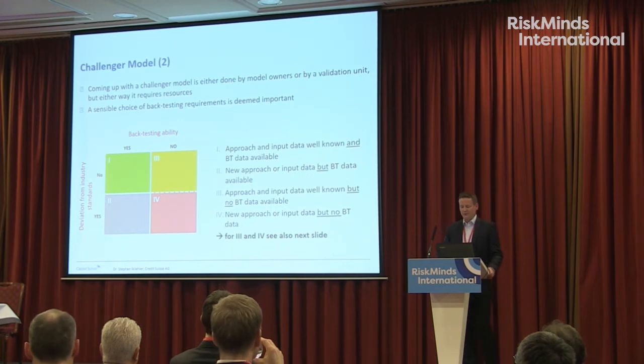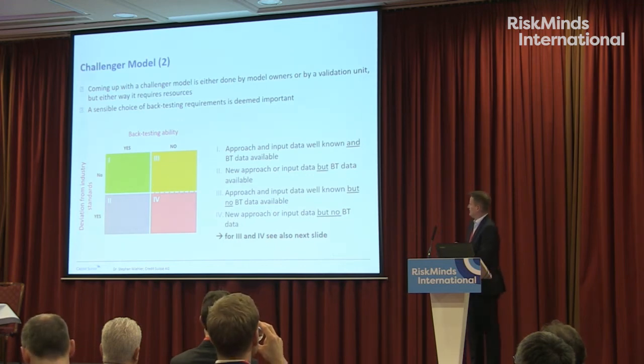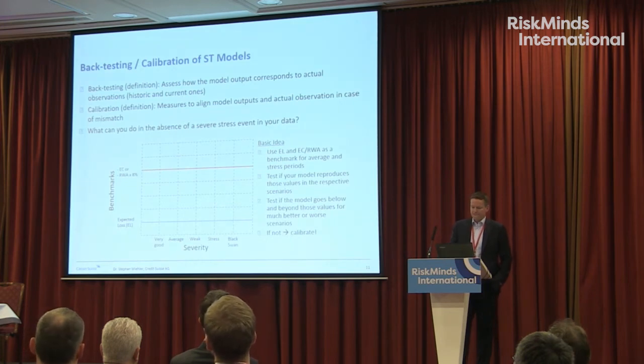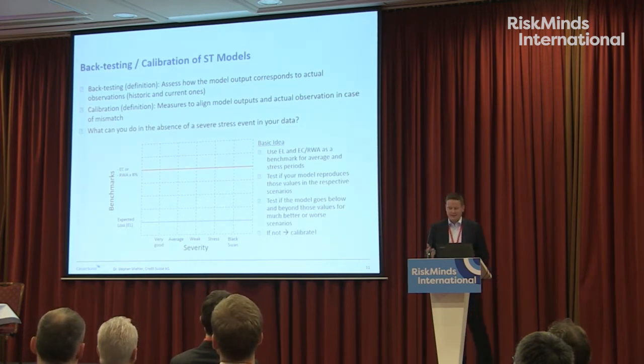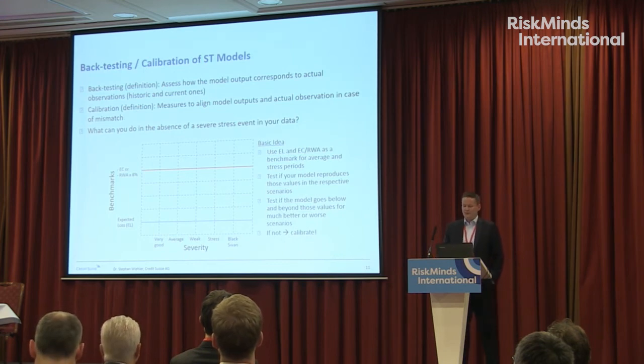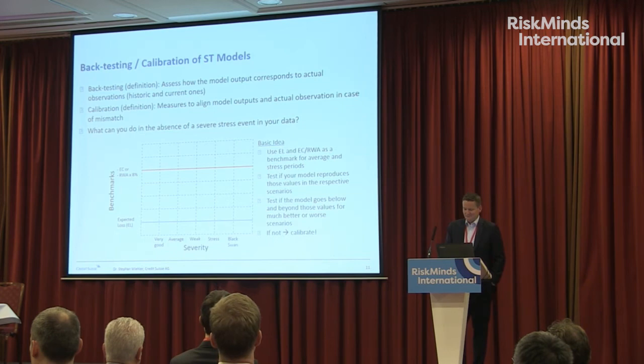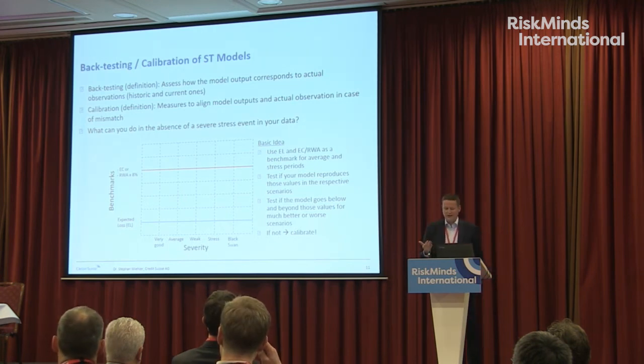And especially for this red square down there, where you have no backtesting data and you deviate from industry standards, I want to discuss how a backtesting could look like. And that's just an example if we drill down a bit more. A definition of backtesting, of course there are some out there, but this is mine: assess how the model output corresponds to actual observations, historic and current ones. And calibration is typically defined as: if your measures don't align to what you observe out there, adjust the model, and that's typically called calibration.